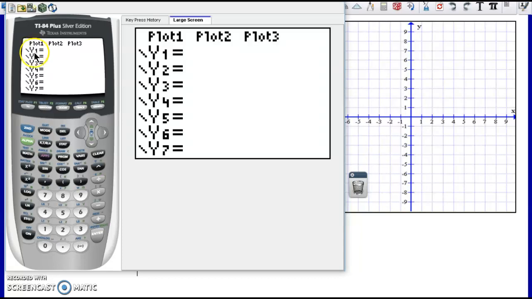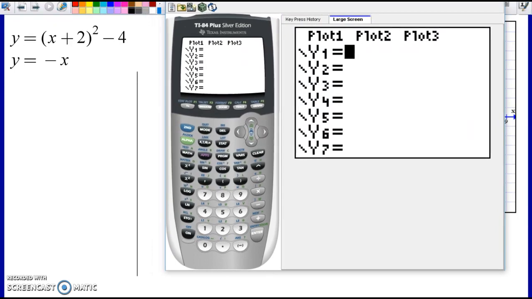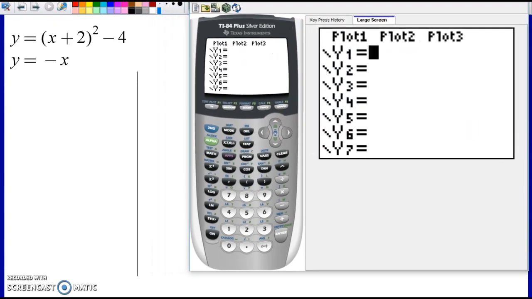Now you see that I have all these Y equals menus. Y sub 1, Y subscript 1, Y subscript 2. And these are just the numbers of different functions that you can graph on your graphing calculator. And you can see that more clearly on the bigger screen there. If I go over to this particular problem, I have two functions, y equals (x + 2) squared minus 4 and y equals -x. Now you can graph these using your graphing calculator.